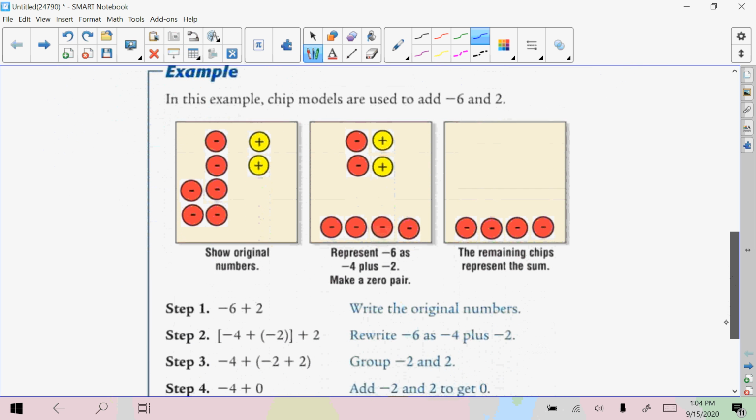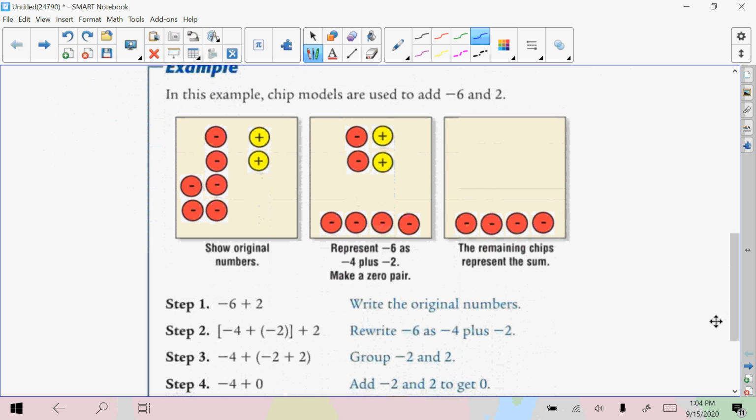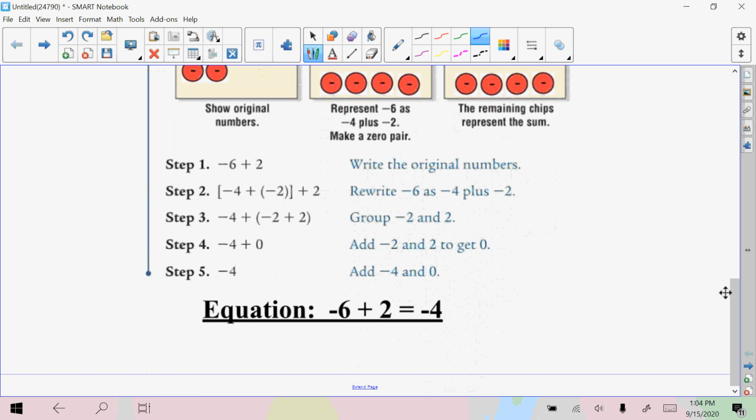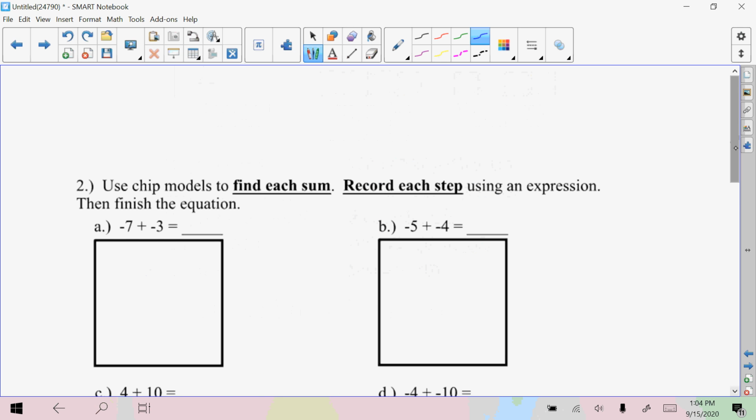Okay, so here's an example of how you do that. So you're going to match up positive and negatives so that you can turn them into zeros and then count the remaining chips. And then we're going to write an expression for that also. All right, and I'll show you how to do that on the next page. So I'll do this one up here so I have a little more room here.